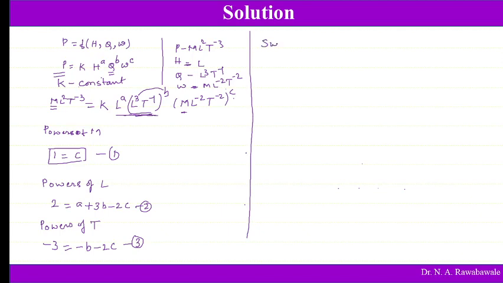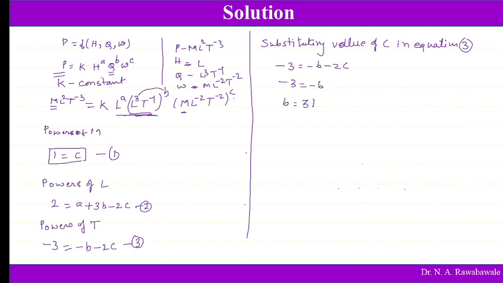Therefore, substituting the value of C in equation 3, we can write minus 3 is equal to minus B minus 2C. The C value is 1. So minus 3 is equal to minus B, or B is equal to 3. So B is equal to 3. Now we substitute B is equal to 3 and C is equal to 1 in equation number 2.